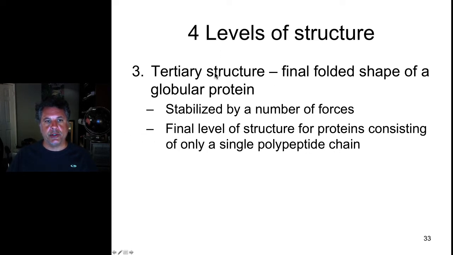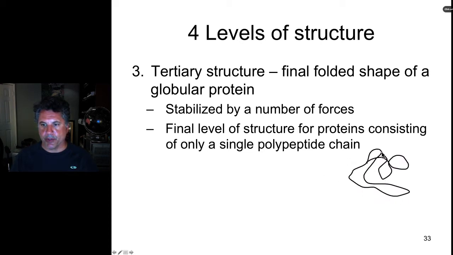Now, when we talk about tertiary structure, we're only talking about a single chain, not multiple chains. So we're only talking about a single chain. Imagine this is the shape that the protein folded into, that we could refer to as the tertiary structure.